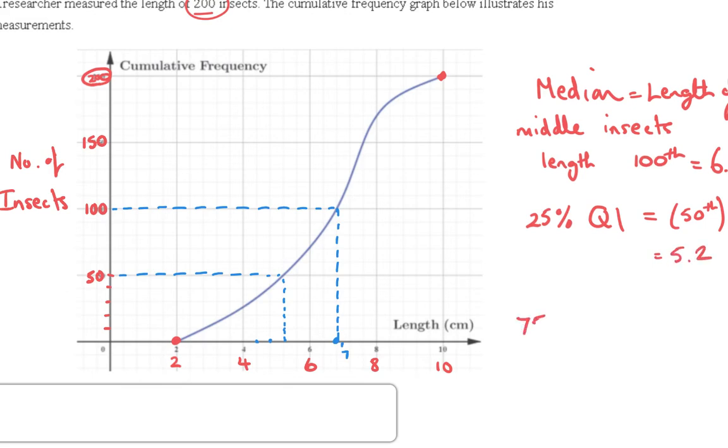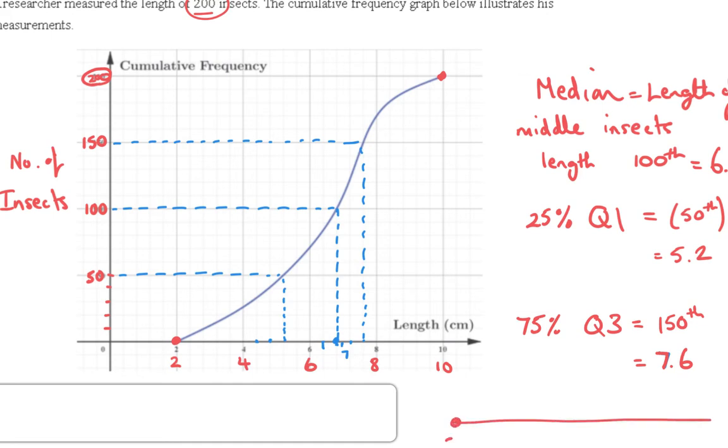And we can find the 75th percentile, which is Q3. And we know that 75% of 200 is going to be the 150th insect. And we go across from 150, and then we come down. Remember, each box on the horizontal is worth 0.4. So 6.4, 6.8, 7.2, 7.6 is our 75th. And what this does now, it helps us draw the box and whisker plot.